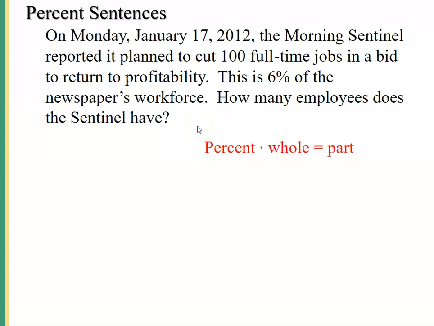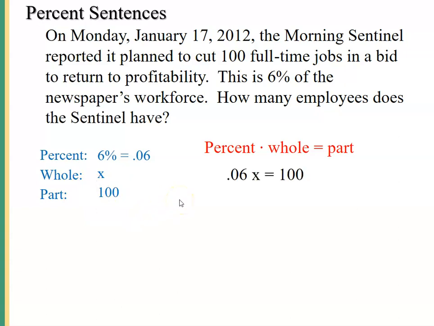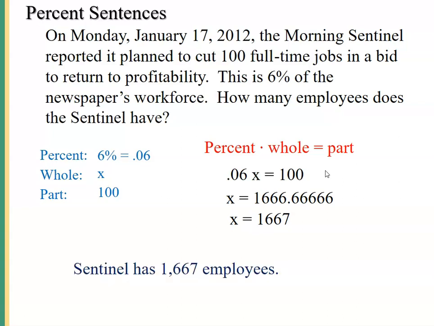So we have the percentage, 6%, of the workforce. The whole is x. You're looking for how many employees they have, and the part of that is 100. So you have 0.06x equals 100, and after that, x equals 1666, or let's say 1667. So they have 1667 employees in total, and they have to cut 100 full-time jobs.